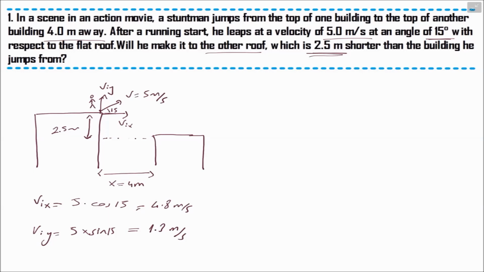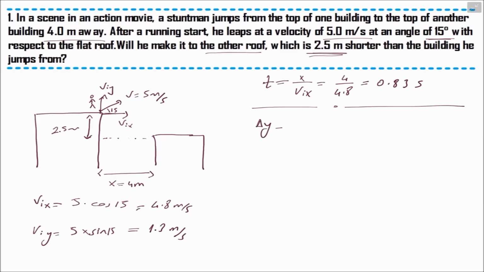And then we have to calculate the time for the x. That time will be the same as for the y component. And we have a formula, time equals x over v initial x, from the formula of the x component. X is 4 meters and v initial x is 4.8 meters per second. Then time is going to be 0.83 seconds.